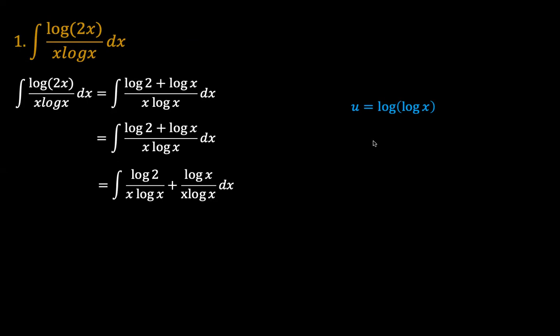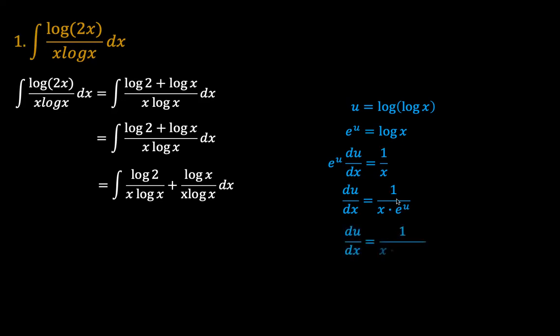But looking at what we have in the denominator here, there are a couple of things that we can do to solve that. If you assume u to be log of log x, and then e to the power u is equal to log x by taking e to the power of the left and the right hand side respectively. This means that e to the power u du dx is 1 over x. And so du dx is 1 over x times e to the power u, and we know e to the power u to be log x. And so we get du dx being equal to 1 over x times log x.